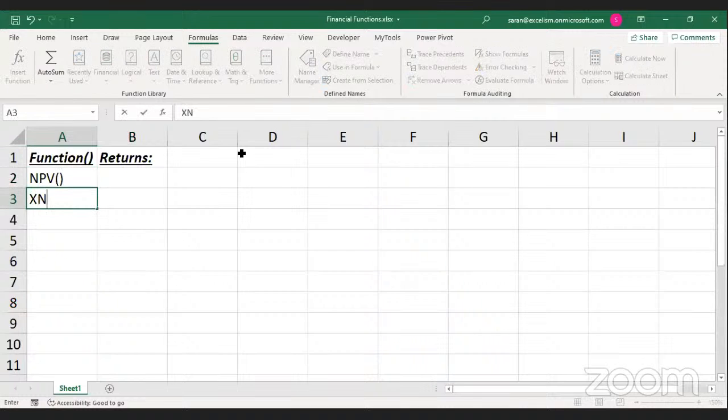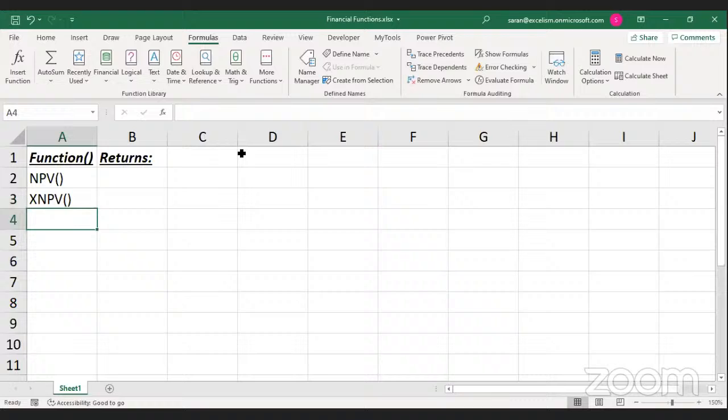I would be talking about a function called XNPV. There is a minute difference between NPV and XNPV. In fact, both do the same calculation. NPV is nothing but net present value. As we all know, net present value is nothing but the discounted cash inflows minus the discounted cash outflows.